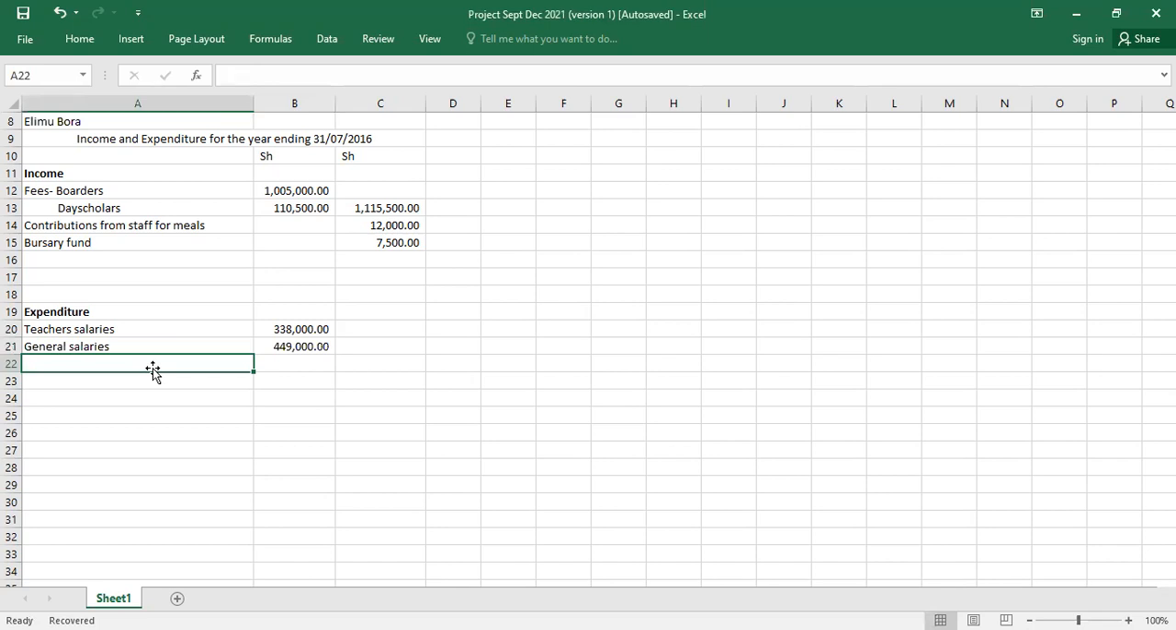We go on. Look at the additional information. We've been told provision for extension and improvement is to be increased to 210. And whatever had been provided for in the trial balance is 120,000. So we are now increasing our provision from 120,000 to 210, right?